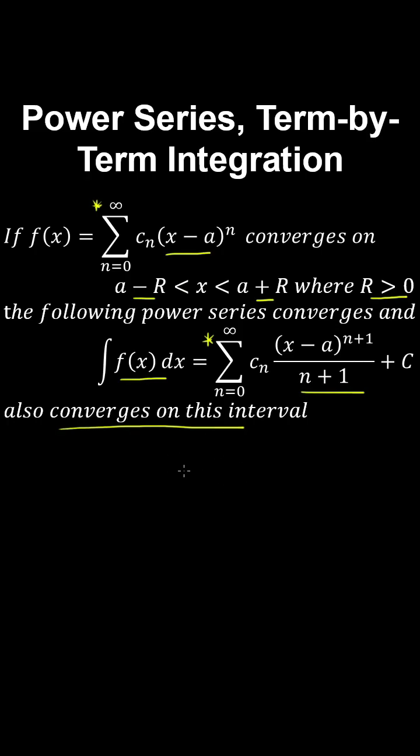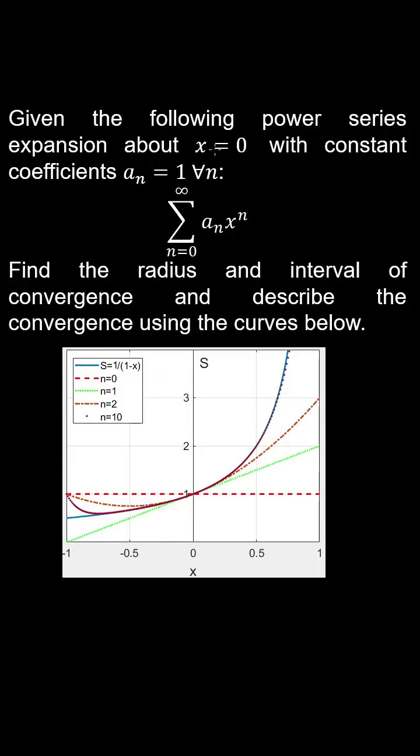So those are the typical uses of this theorem. Given the following power series expansion about x equals 0 with constant coefficients of 1 for all n, in other words, this power series can be expanded as follows. We're asked to find the radius and interval of convergence and describe the convergence using the curves below.